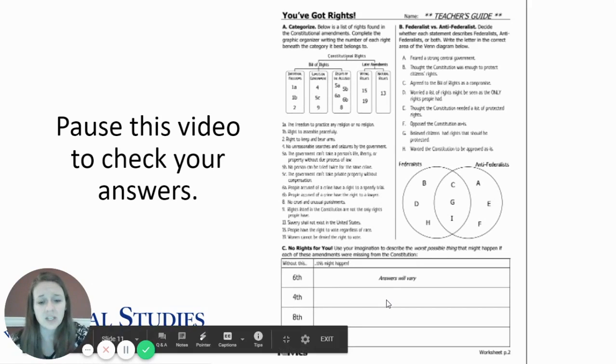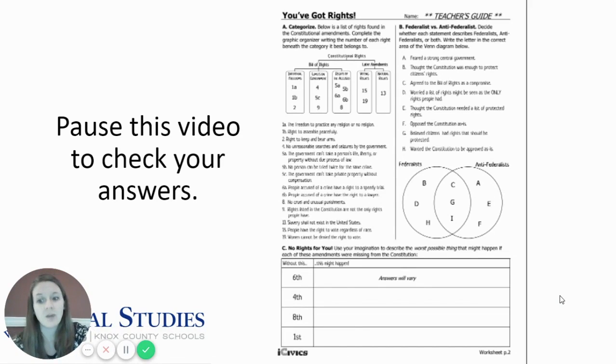The last section is really up to your imagination. You had to imagine what it would be like if we didn't have the Sixth Amendment, which guarantees us a trial by a jury and an attorney and a speedy trial. You had to imagine what it would be like if we didn't have the protection against unlawful searches and seizures, or if we didn't have the protection against cruel and unusual punishment or unjust bail and fines.